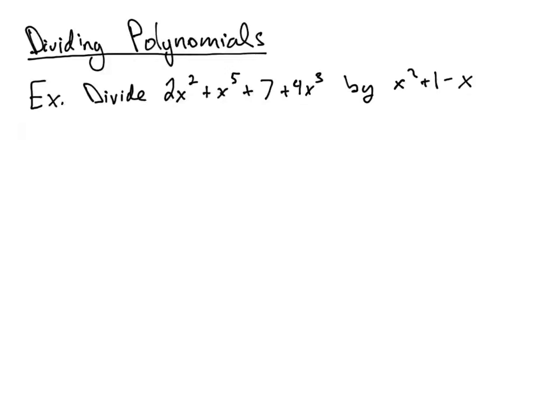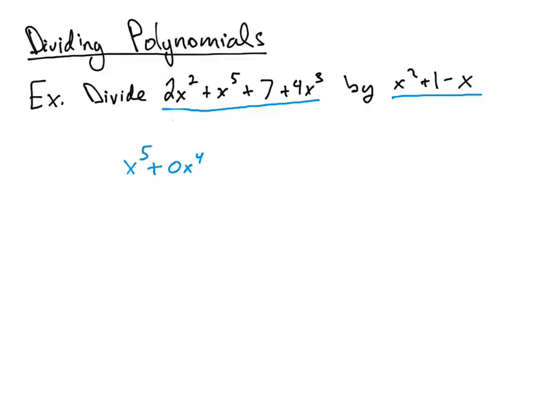Now it's not normal that you would see a polynomial written this way, where it's not in descending order. The reason I wrote it this way is so we take extra care to make sure that any polynomials we are dividing are written in descending order. So the highest degree here is x to the fifth. Now there's no term that is x to the fourth, so we say plus 0x to the fourth. We don't want to have any missing terms here.